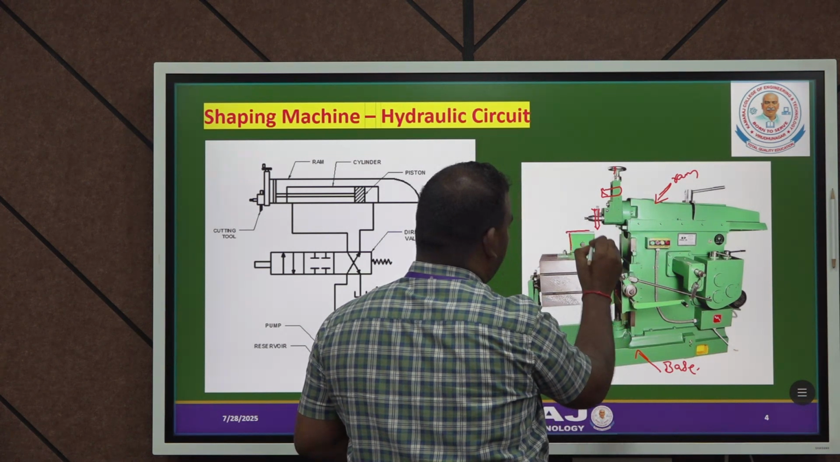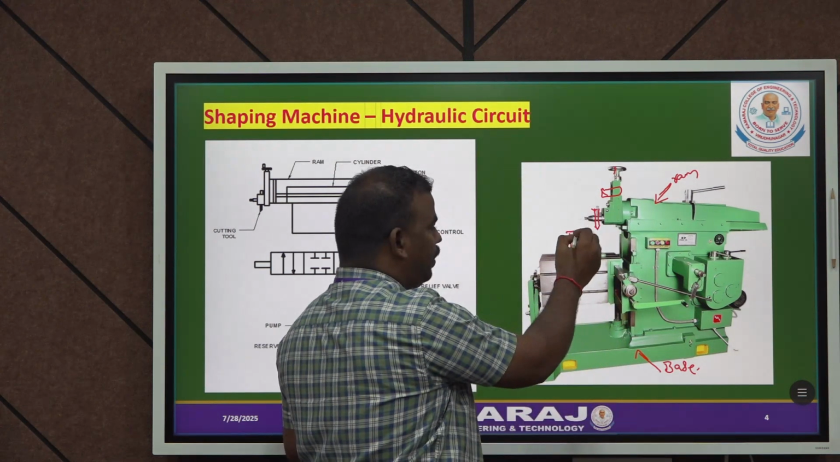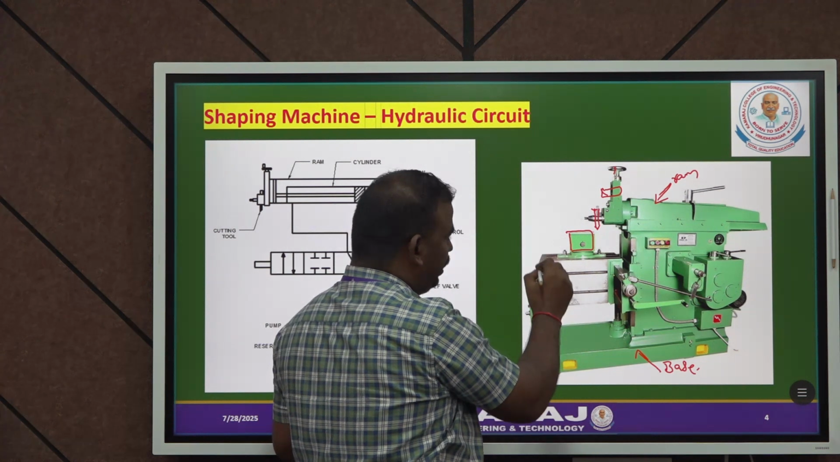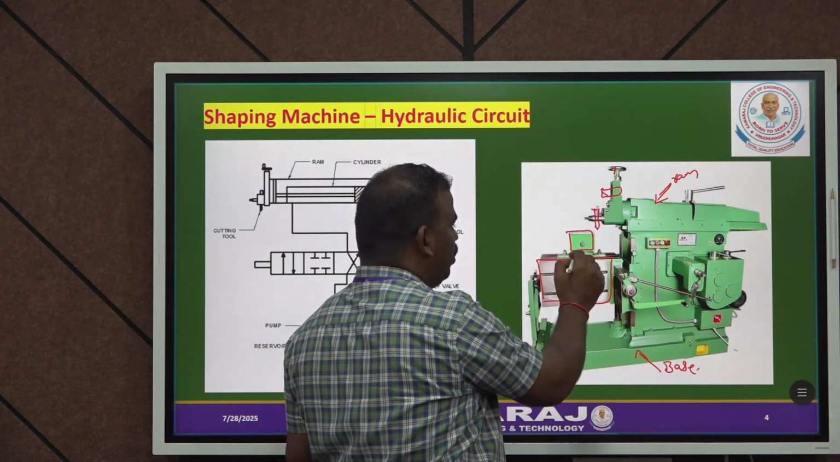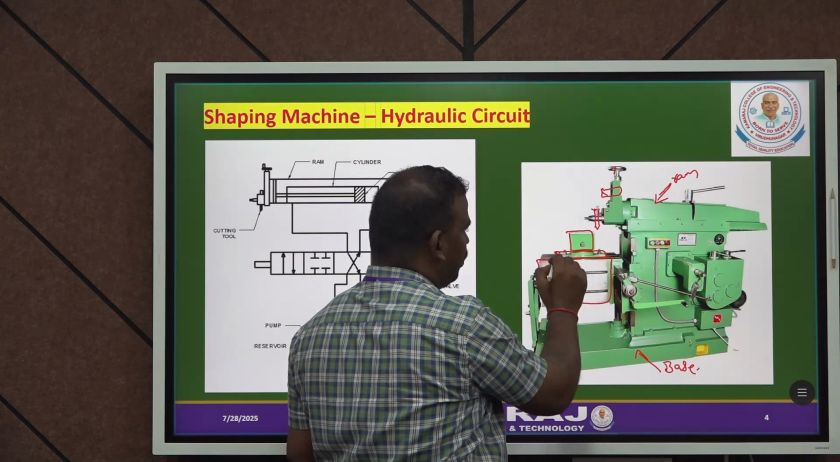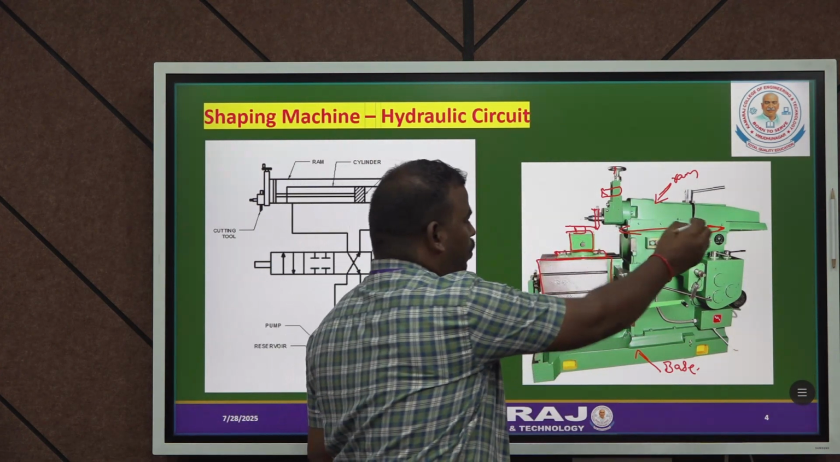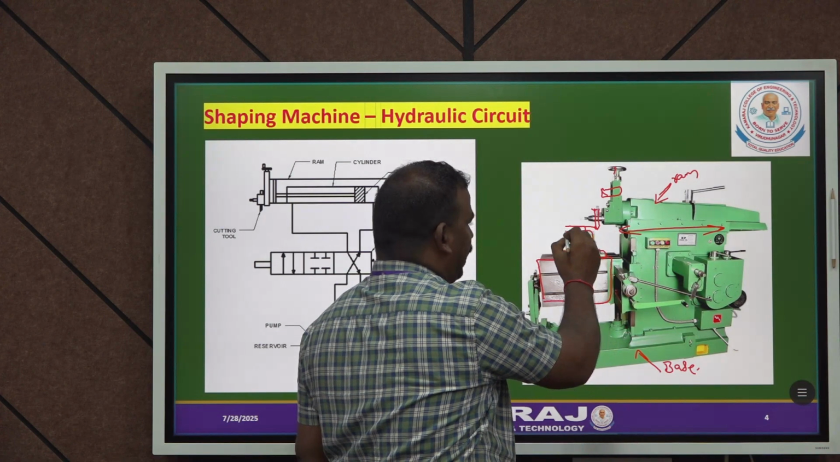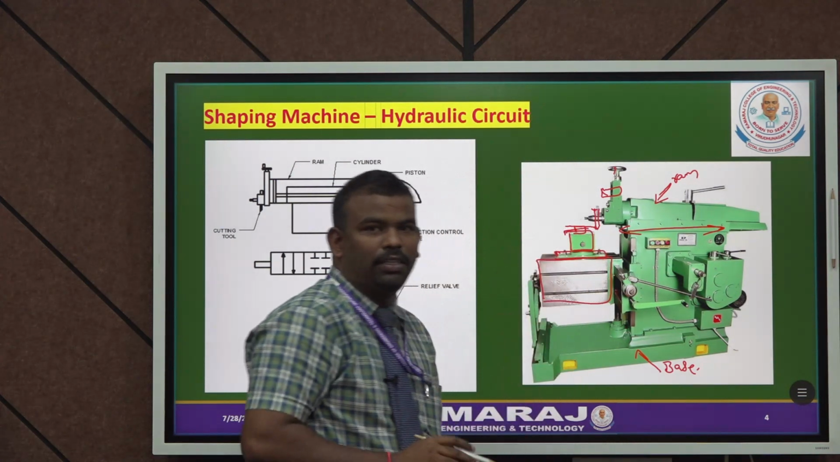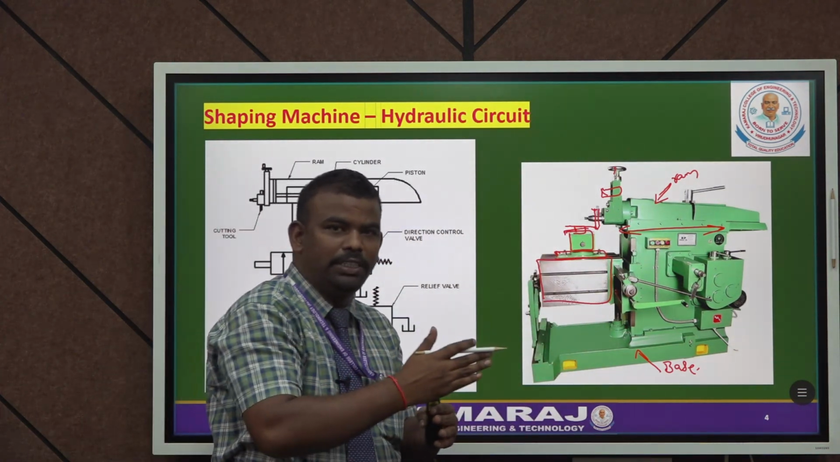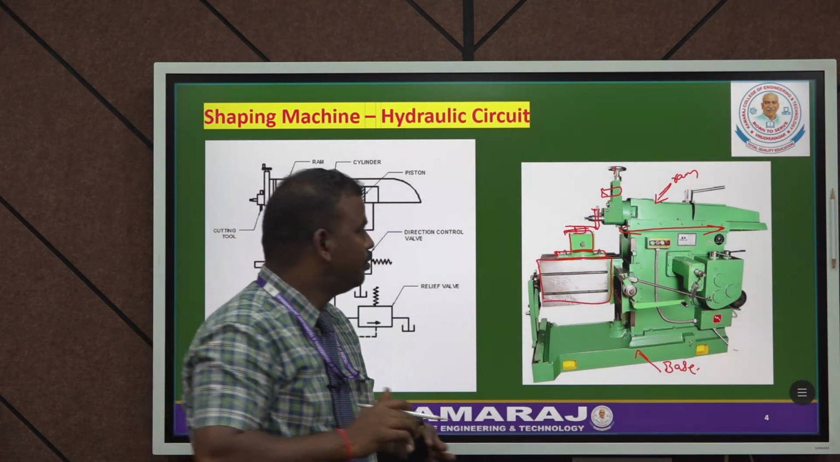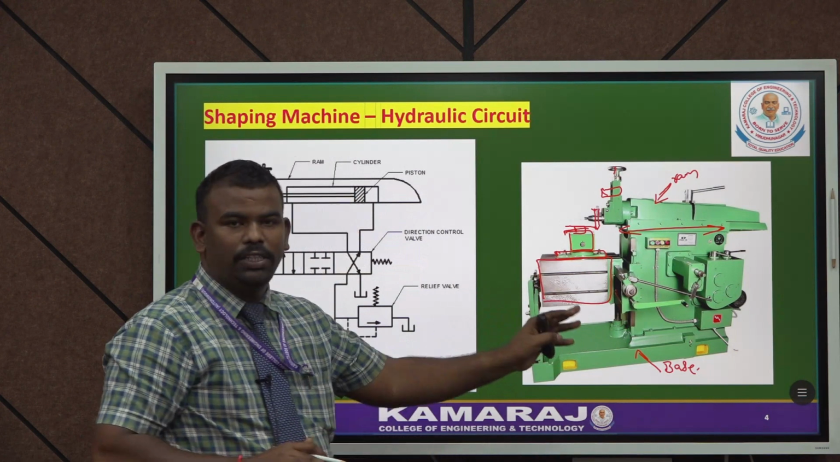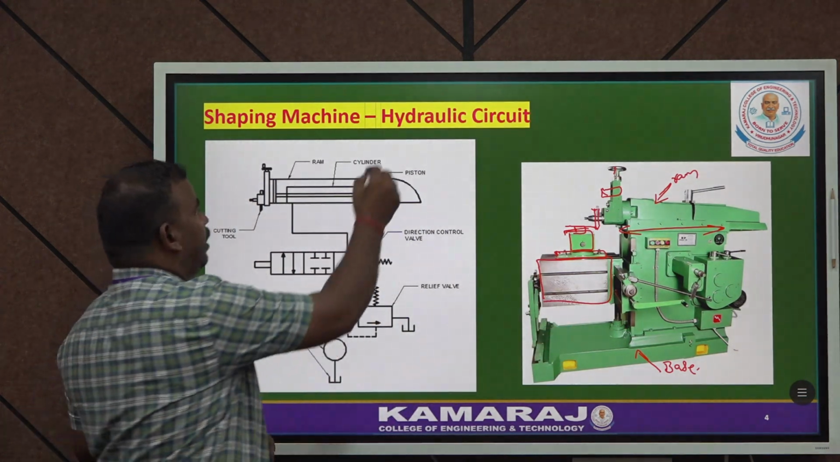Here the workpiece is fixed. The workpiece is fixed in the shaper machine table using the vise. Once the ram moves to and fro, the cutting action takes place on the workpiece. When the ram moves forward, the cutting action takes place. In the reverse stroke there is no cutting action. For these applications we use hydraulic circuits.